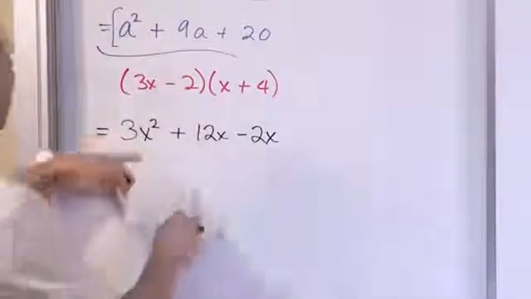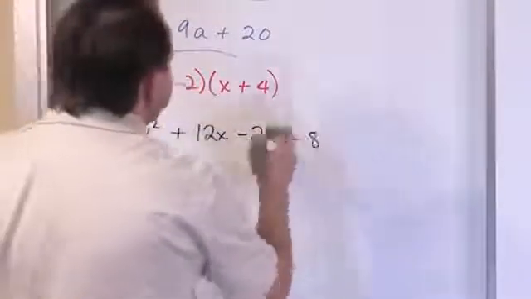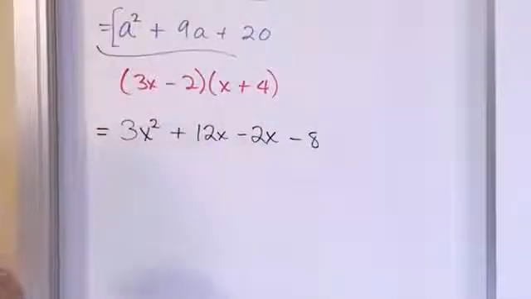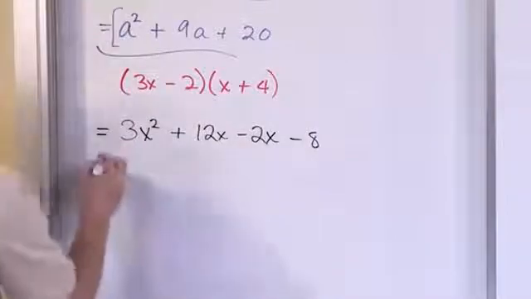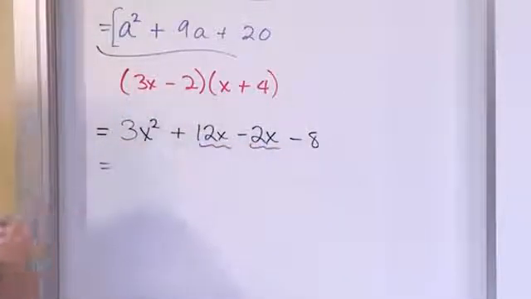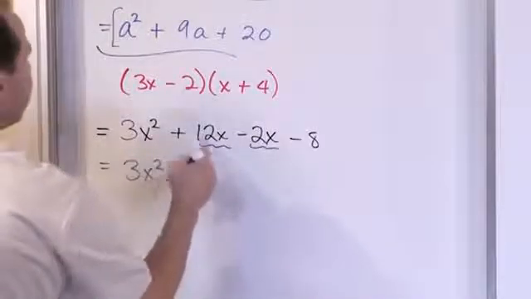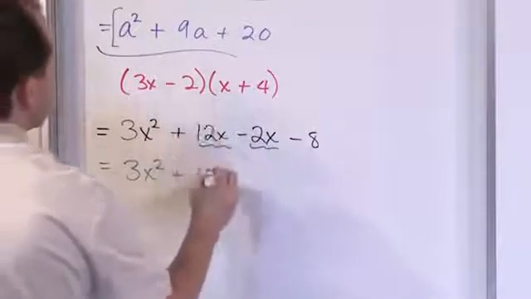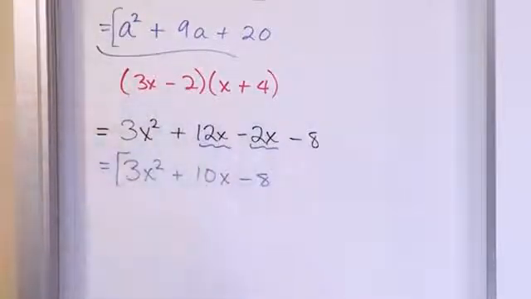Right? And then you have the last terms, these guys here. Negative 2 times 4 is negative 8. All right, so that is the answer after you do the multiplication. But you're always going to be able to simplify these things because you have a like term and a like term. I have x terms there. So I'm going to have 3x squared plus 12 minus 2 is 10x minus 8. So the answer is 3x squared plus 10x minus 8.